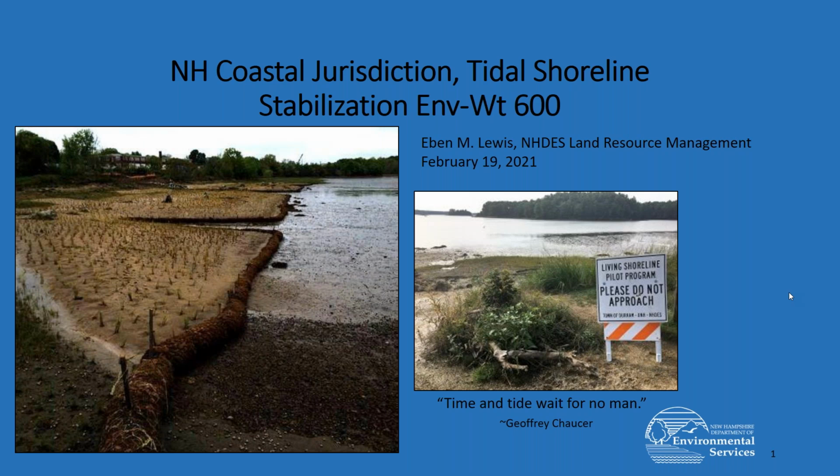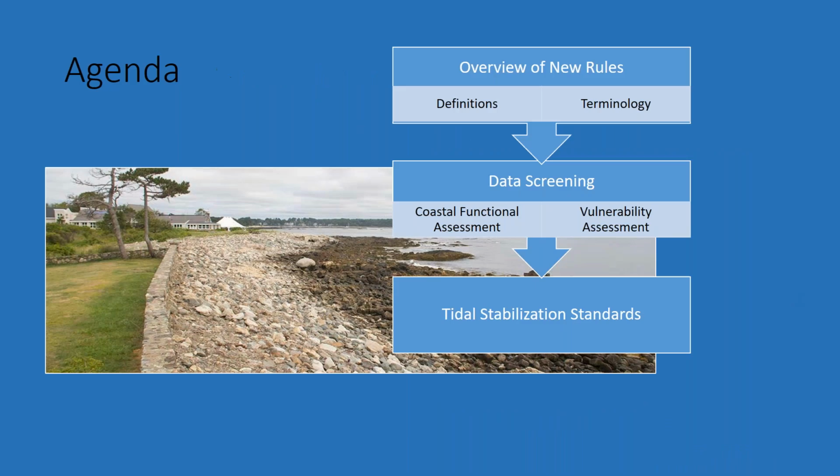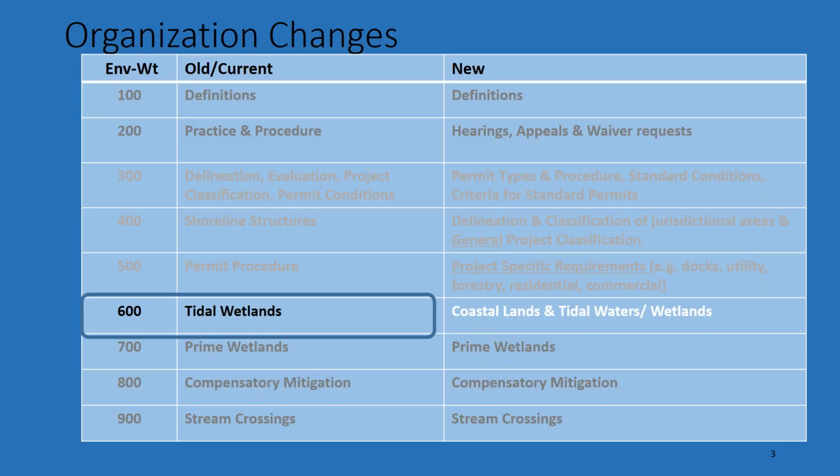This morning, I'll be speaking specifically about our tidal stabilization rules. Today's agenda will cover three main areas: an overview, data screening, and standards. The organizational structure of our rules has changed. The biggest changes are found in 300 through 600. 600 represents coastal resources expanded to include more robust coastal standards of 43 new pages.